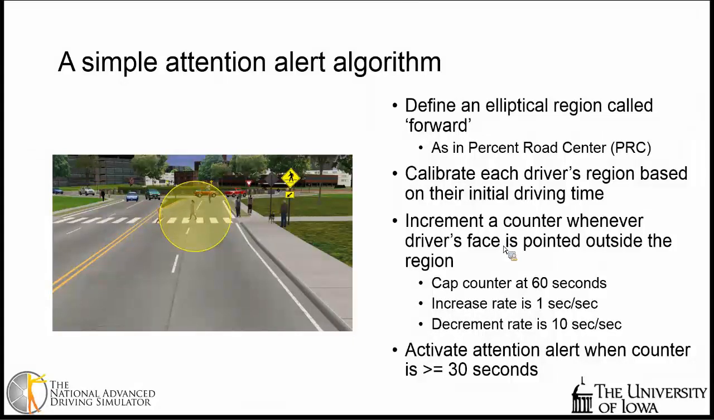And then throughout the scenario, where we put in conditions to test the attention and trigger an attention alert, we will activate the alert whenever that counter is greater than 30 seconds. So that means if the driver has been looking away from the forward scene for at least 30 seconds, and we're in a condition that supports an attention alert, then we would trigger it at that time.